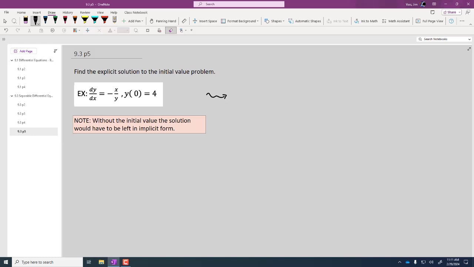So here we can easily separate this. So we get y dy equals negative x dx. Stop me if there's a piece that you aren't 100% sure on. We integrate. We get y squared over 2 is equal to minus x squared over 2 plus c.